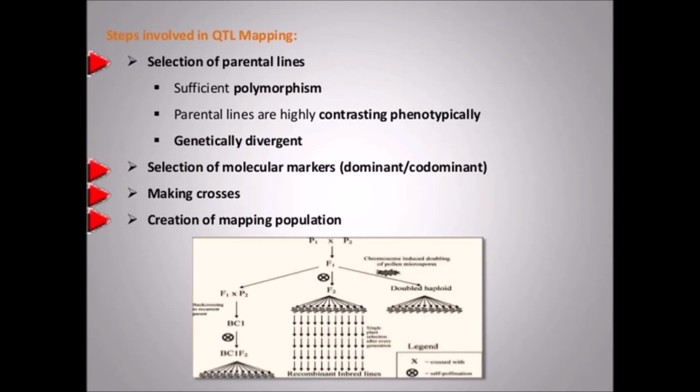Next, we can see the steps involved in QTL mapping. First one, selection of parental lines. That should be sufficient polymorphism. Parental lines are highly contrasting phenotypically, then should be genetically divergent. Second is selection of molecular markers, dominant or codominant, making crosses, creation of mapping population.